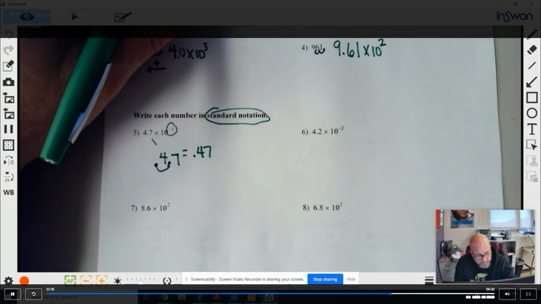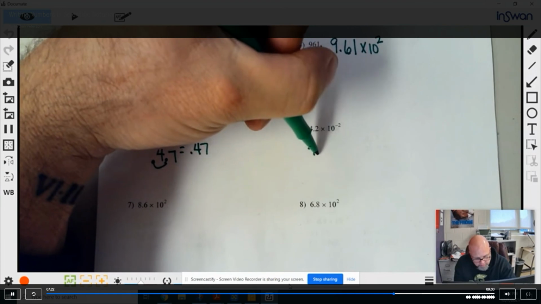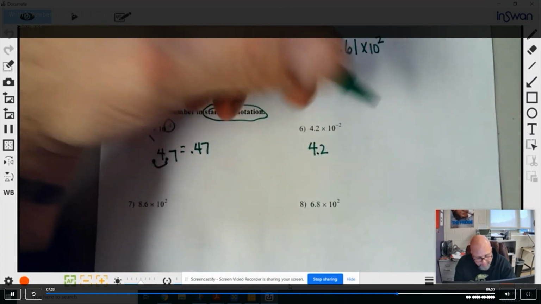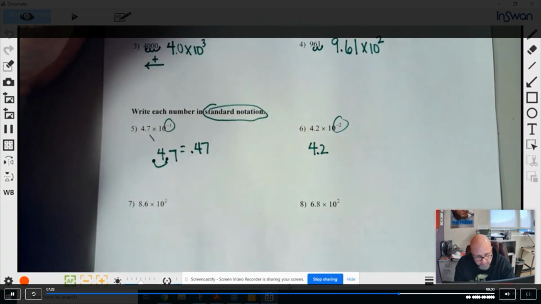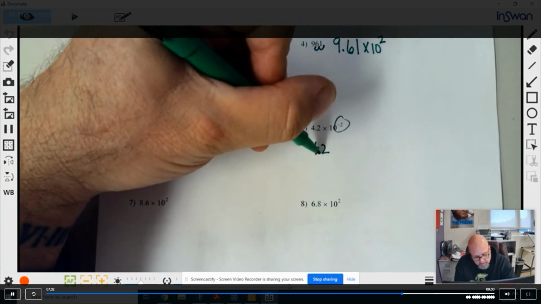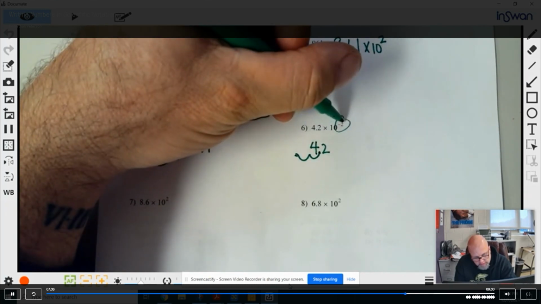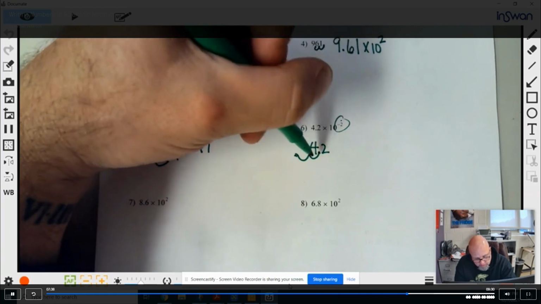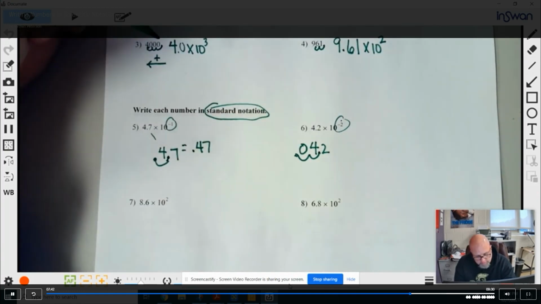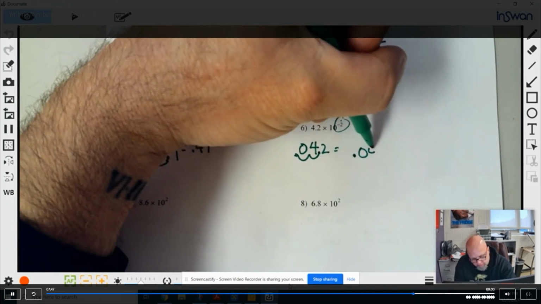Okay, number 6. Again, I'm going to write down the base number, 4.2. Identify where the decimal point is. Look at your exponent. Your exponent's a negative, so this decimal point's going to move to the left. And it's going to move once, twice, because of that exponent being a negative 2 there. I have a blank, and we fill the blanks in with zeros. And then I need to rewrite it, clean it up. So we have 0.042.